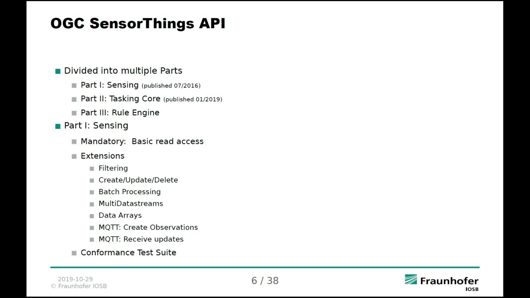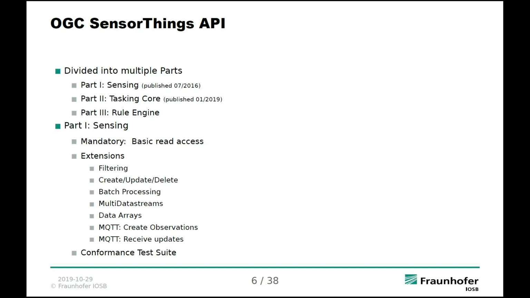of this year. And the third part that is envisioned but not yet published is called rule engine, where the idea is to bring the sensing and the actuation part together and to define rules how actuators should or when they should act based on the sensor inputs. In my presentation, I will only focus on part one, the sensing part, because this is the most prominent one.